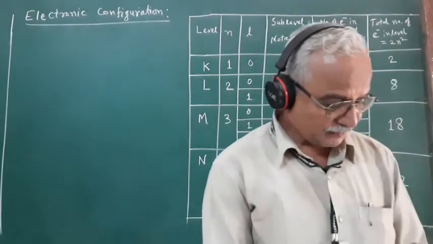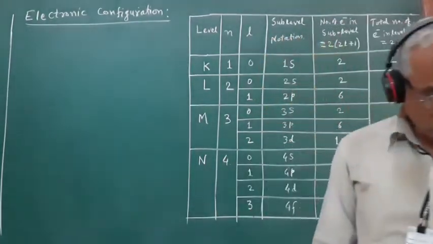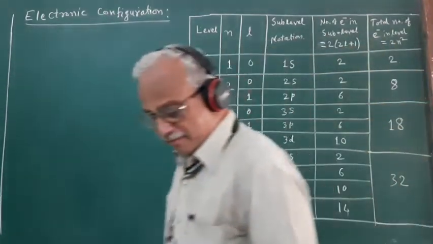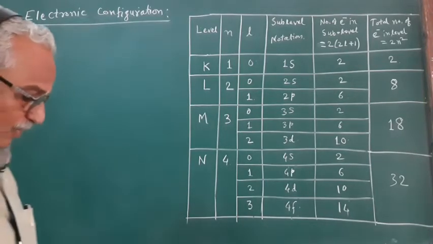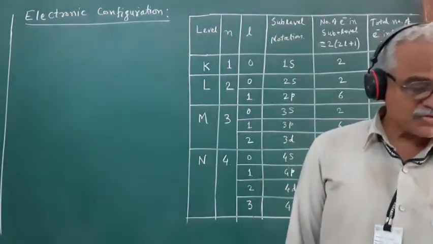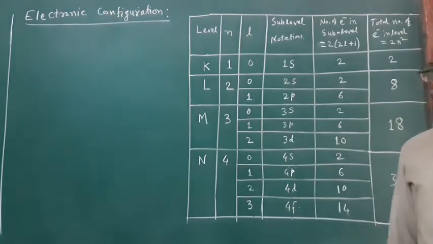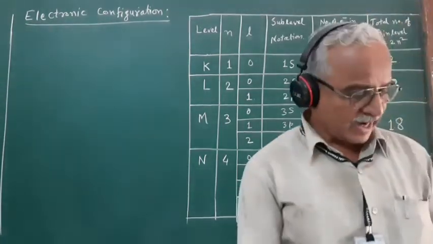To study the electronic configuration. What is electronic configuration? The electronic configuration of an atom is the distribution of electrons in various shells or subshells around the nucleus of an atom.